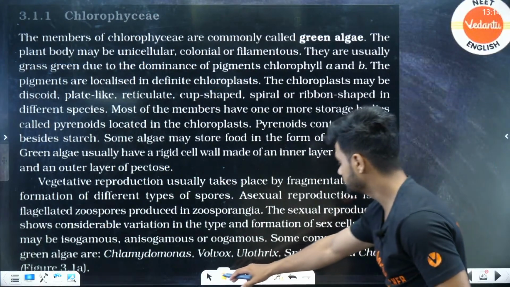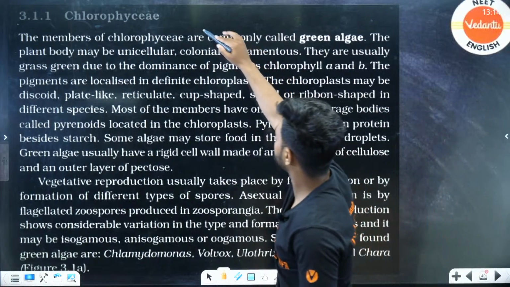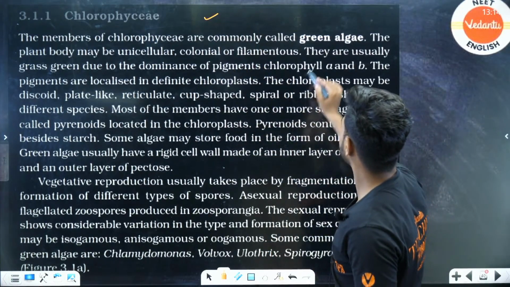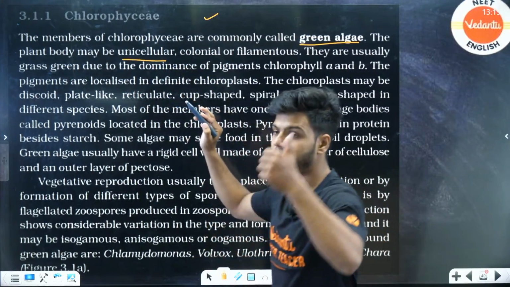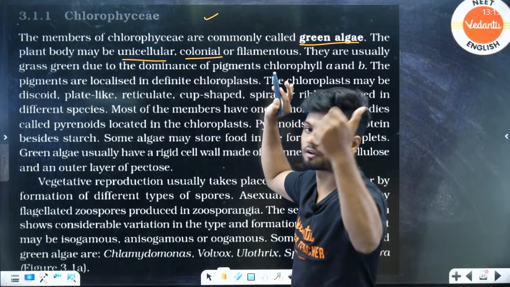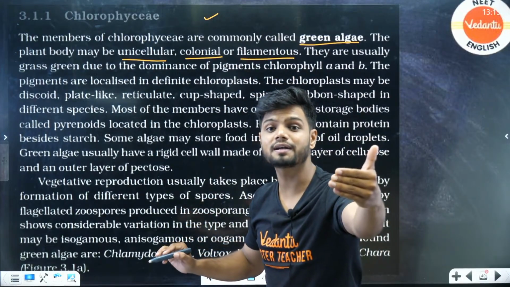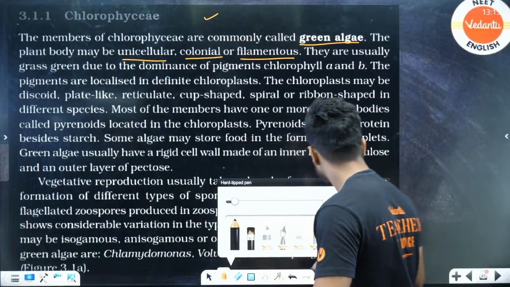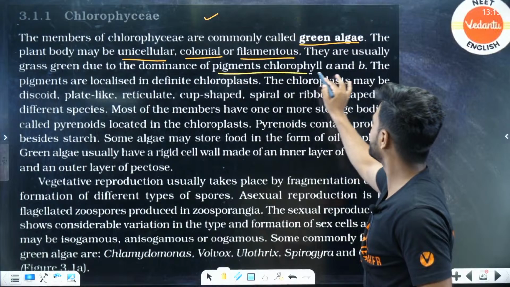Yes, done. Let's see the important lines. Under Chlorophyceae, what did we discuss? We discussed that it is green in color. It can be unicellular like Chlamydomonas, colonial like Volvox, or filamentous like Spirogyra and Ulothrix. Then we also learned the pigments: chlorophyll A and chlorophyll B.